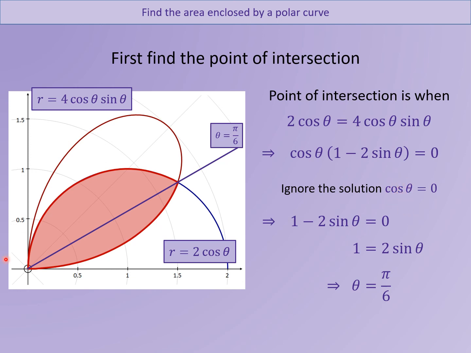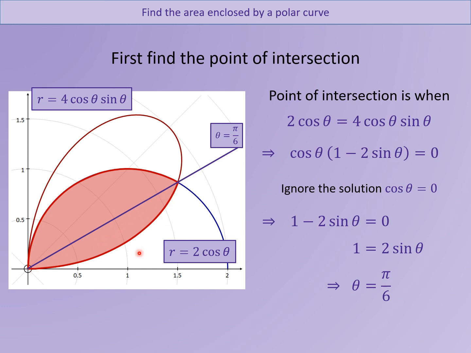Whereas cos theta, of course, when does cos theta equal 0? At pi over 2, and you can see that's true. At pi over 2, the blue curve and the red curve do also equal 0 just there. They intersect at that point. But you don't want that point. You want this point, which is where sine theta equals a half, hence pi over 6.